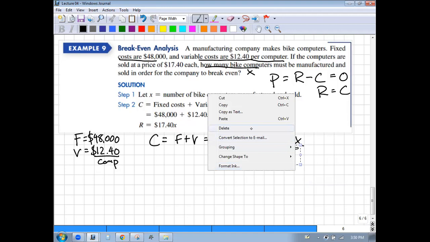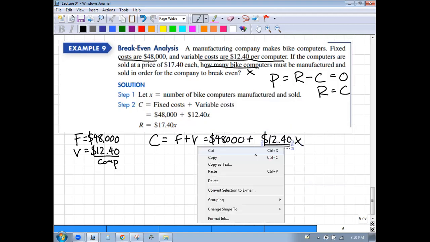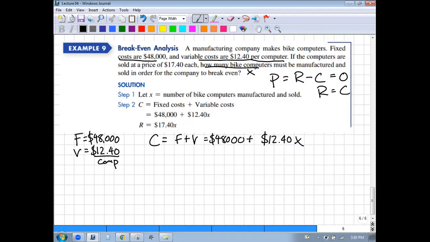They're not asking you how much do we charge. They're asking us how many bike computers. X has units of computers. When they put square brackets around something, they're saying what are the units of this variable, right? If it's a length, it would be feet or something. So X here is units of computers. They just kind of shuffle all that under the rug when they're doing their example here.